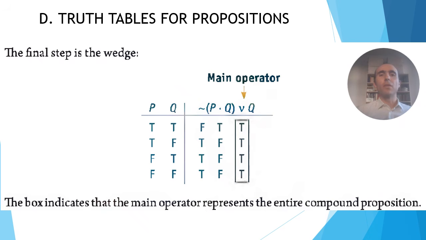The final step is the wedge. The two disjuncts of this disjunction are the Q and the negation, because the negation's scope is the whole parenthesis. The first line is true because the Q is true in the first line. The second line is true because the negation is true in the second line. The same happens in the fourth line. The third line, of course, is true because both the negation and the Q are true in the third line. We should draw a box around the truth values of the main operator because it represents the entire compound proposition.